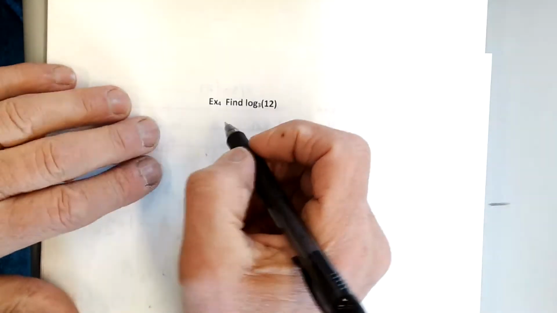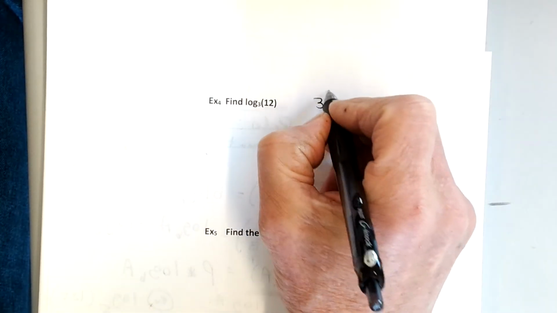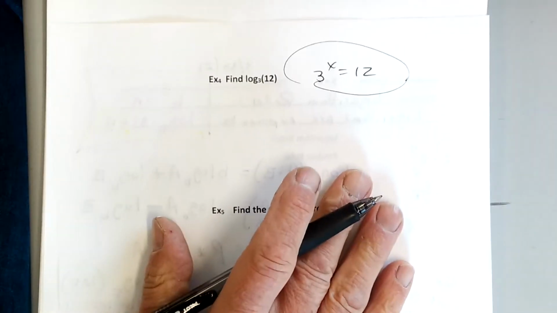All right, now, example 4. Well, if you have a fancy calculator, example 4 is really easy. You really have log base 3 of 12, which is, in a sense, 3 to what power equals 12. That's what this says, 3 to what power equals 12.